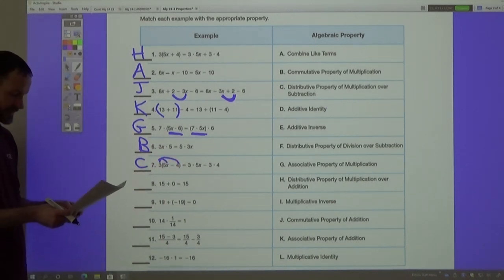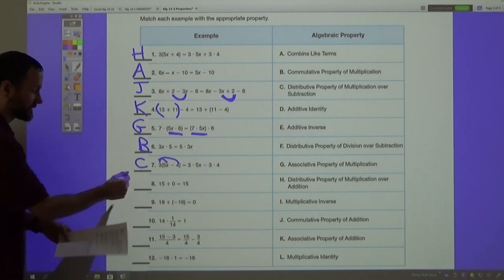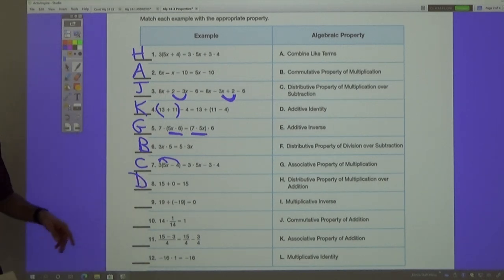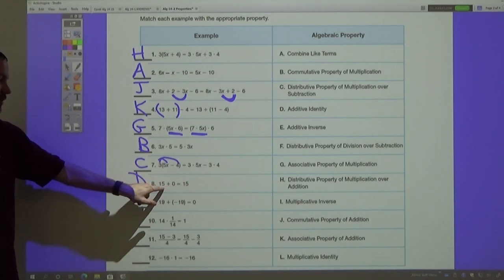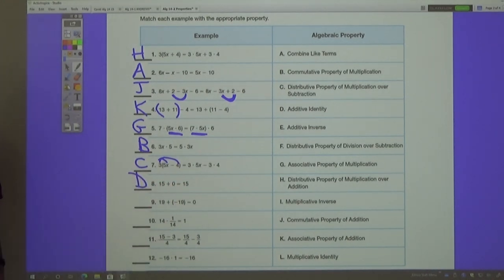Number 8 is 15 plus 0. When we add 0, 0 is your identity. Whatever we start with, we end with. So we're adding 0 to a number and getting itself. So that's the additive identity.